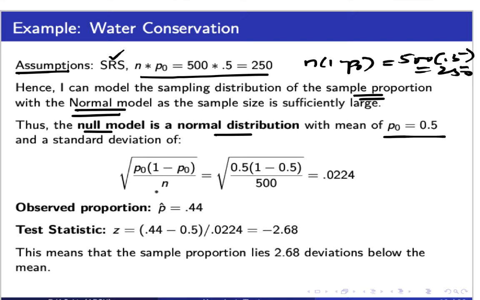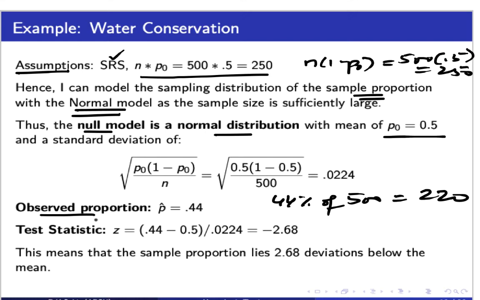Just remember this one. After that, you're just plugging in the formulas. You get the standard deviation to be 0.0224. Now, the observed proportion is P hat. When they did the random sample, they found that 44% of the households, that means 44% of the 500 homes is 220. Okay, keep that in mind too.